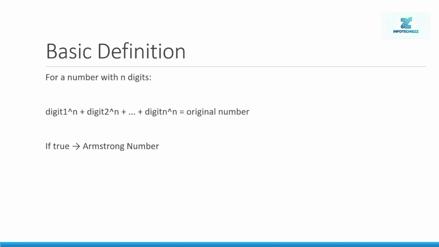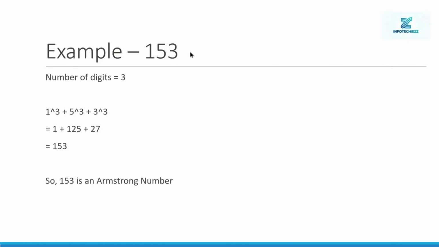So let's see an example. Here we have taken 153. Now 153 has three digits, so each and every digit we are going to raise to the power of 3. So for example, 1 power 3 is 1, 5 power 3 is 125, and 3 power 3 we get 27. If we add these, we get 153.